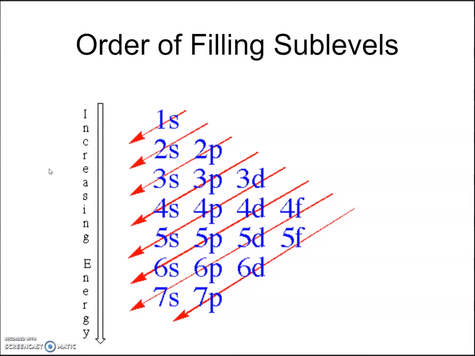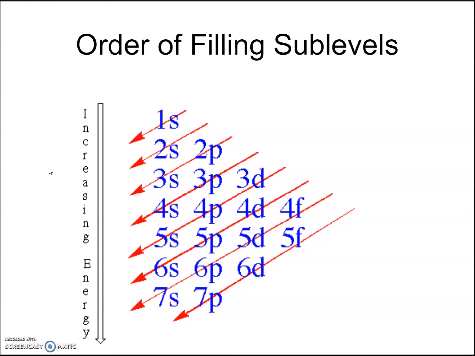Just write it out. Whenever you need to figure out the order that sublevels are filled in, make a list. At the top of the list, write out the first principal energy level sublevels. That would be the 1s. And in the second line down, write the second principal energy level sublevels, 2s and 2p. And then for the third line, 3s, 3p, 3d.